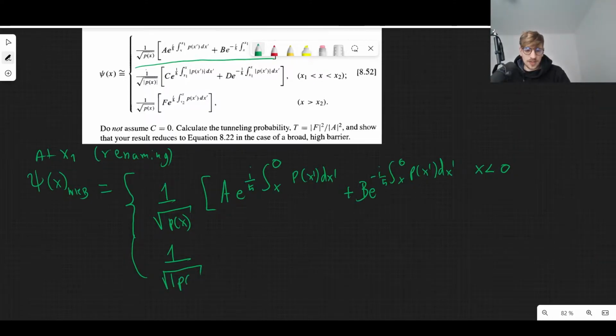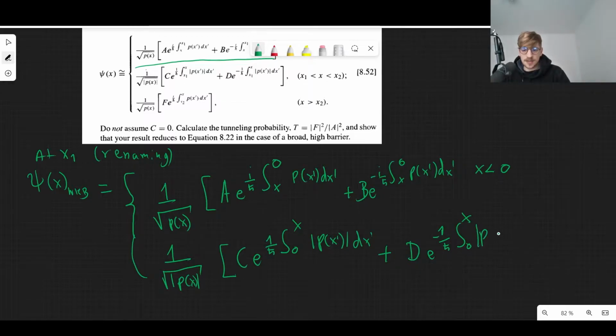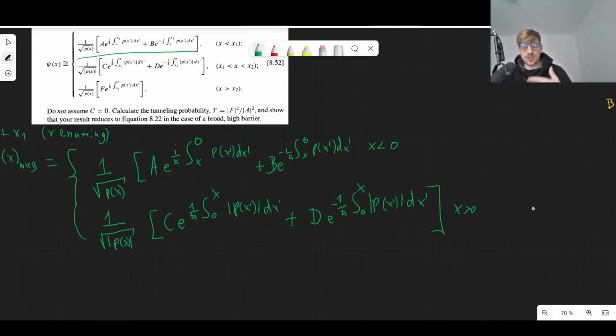Then we have 1 over the absolute value of the momentum, and then c e to the, now here it is no longer i over h bar, it is simply 1 over h bar. And we integrate from 0 to x the momentum, in the absolute value, of course, dx' plus d e to the minus 1 over h bar, integral from 0 to x, and absolute value of the momentum. And this is valid for x greater than 0. Okay, of course, we are far away from x2 for now, so we don't have to worry about it, right?